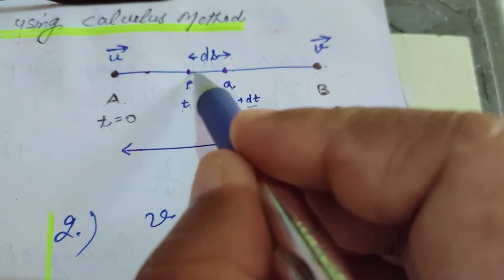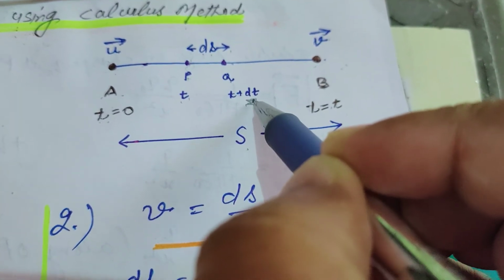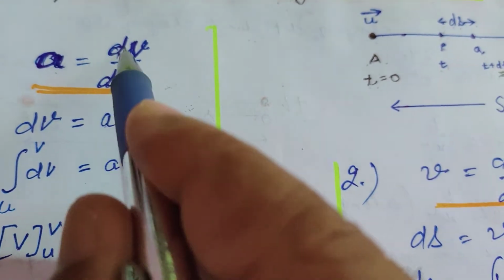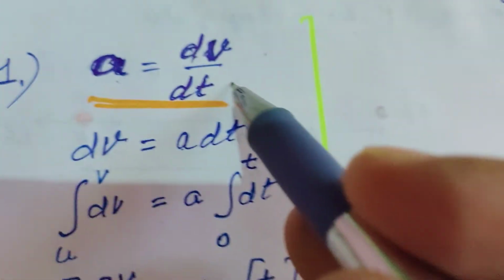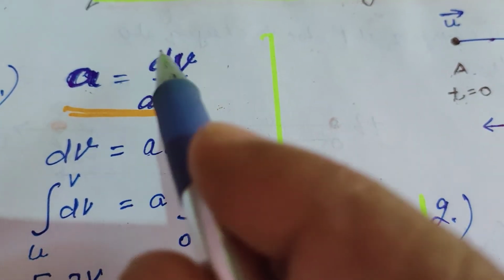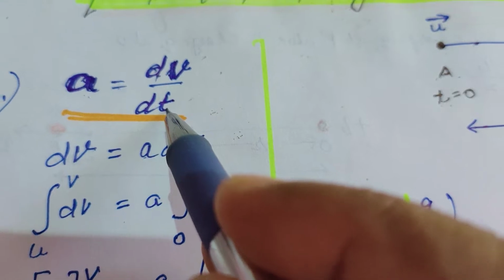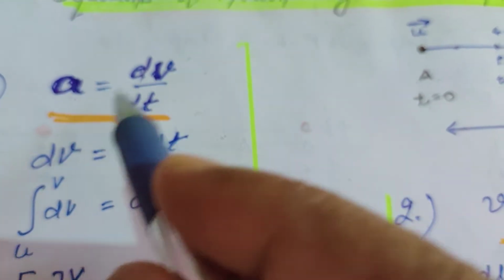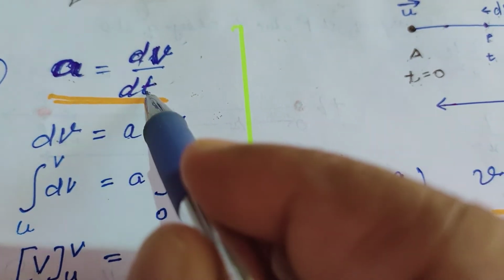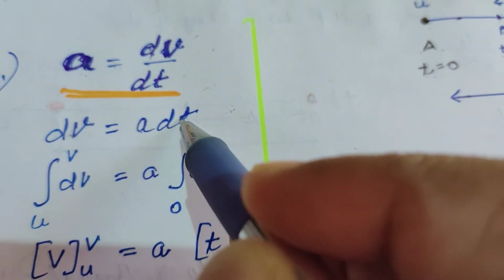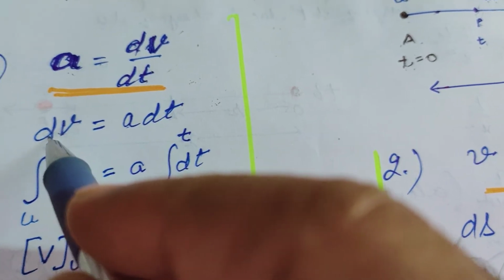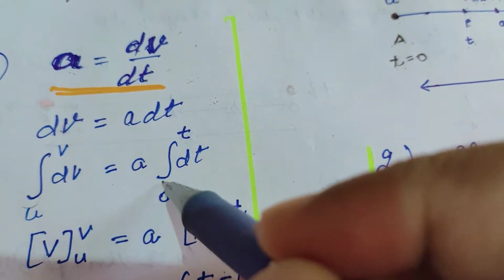As distance is covered in some interval of time, we know that acceleration produced is change in velocity with time. Acceleration, as per definition, is change in velocity with time. So cross multiplying, change in velocity dv is acceleration into change in time, a dt. This is a small change in velocity. In order to calculate the total change, you have to integrate both sides.